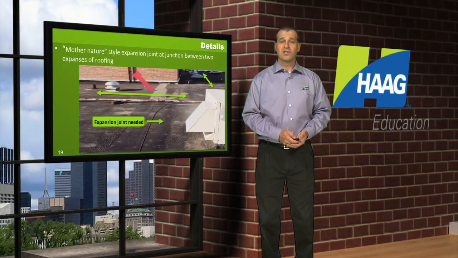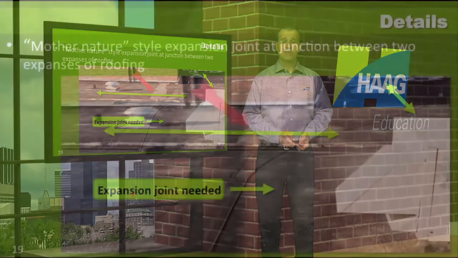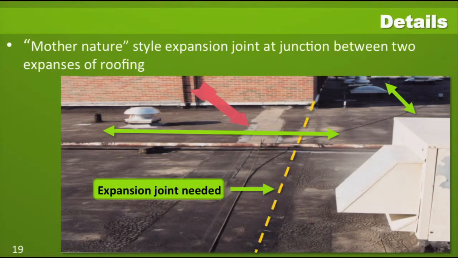A similar situation is shown in this one. The lower level roof intersects near the corner of the upper portion of the building, and prior repairs have been done in this area. Again, this dashed yellow line shows an area where it would have been helpful to build an expansion joint, and that would have prevented that splitting from occurring.